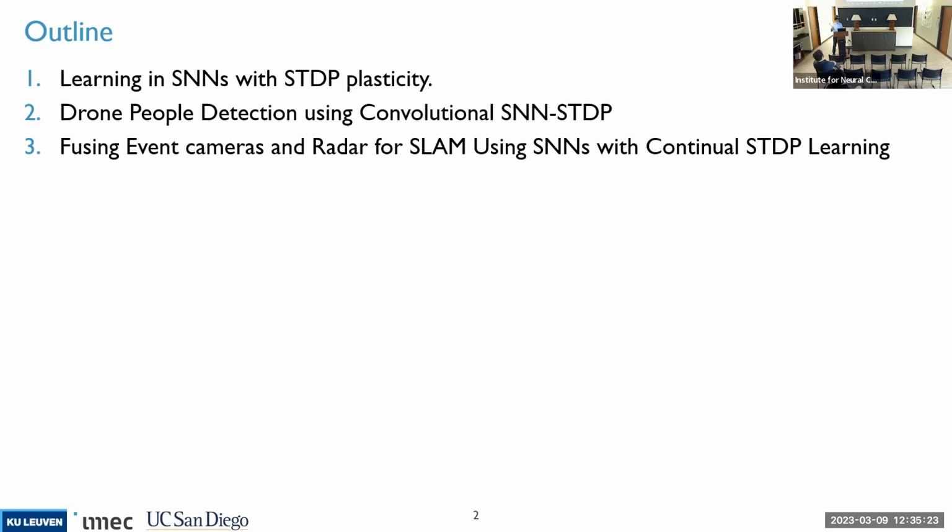And then finally, we'll use this SNN STDP framework for performing SLAM, simultaneous localization and mapping, meaning that the drone will need to basically online try to learn how the environment looks like, that is the map of the environment, and at the same time try to locate itself in that. And this will be done with a fusion of event-based cameras and radar.